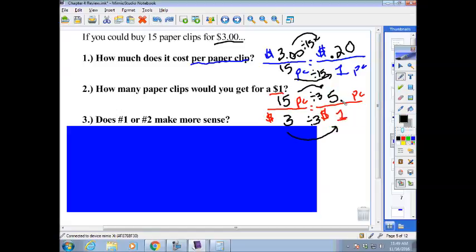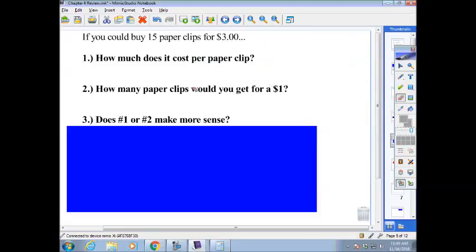What if this answer was like this, though? 5.4 paper clips. Would this one make any sense now? No. No, because you can't buy partial paper clips. Does that make sense? All right, good. Let's go on.